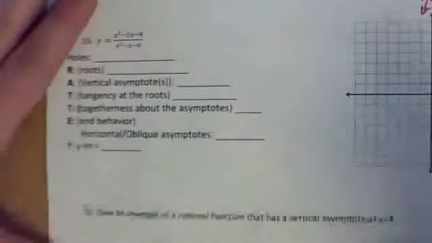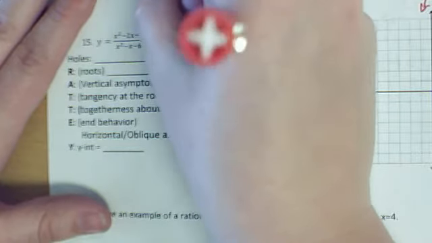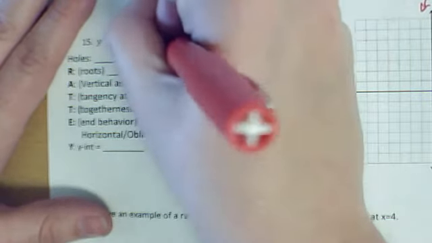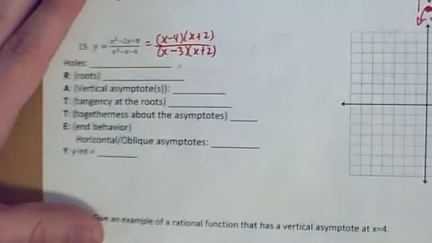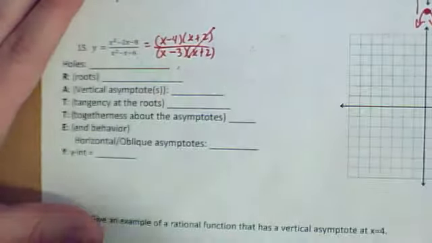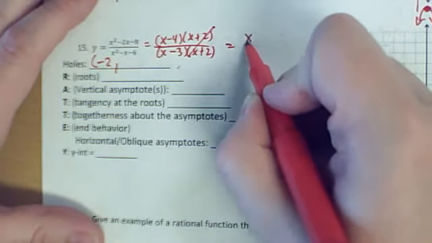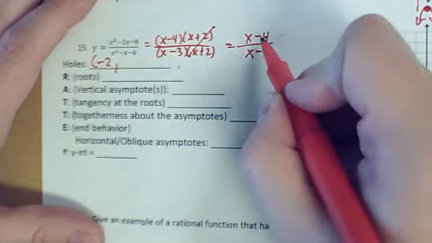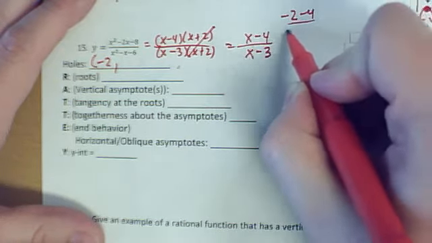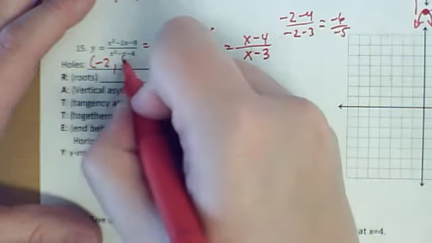Alright, number 15, again, factor first. So I have x minus 4 times x plus 2 over x minus 3 times x plus 2. Alright, in this case we have a common factor, so let's cancel. So that means the hole is at what makes that 0, negative 2. Then I need to find the y value by taking negative 2 and plugging it into whatever's left. So I have negative 2 minus 4 over negative 2 minus 3, so it's negative 6 over negative 5, which is positive 6/5.